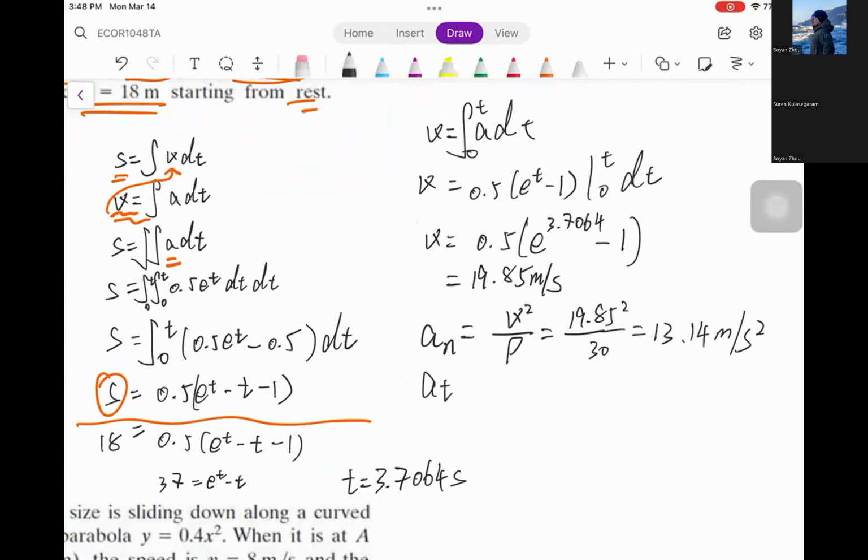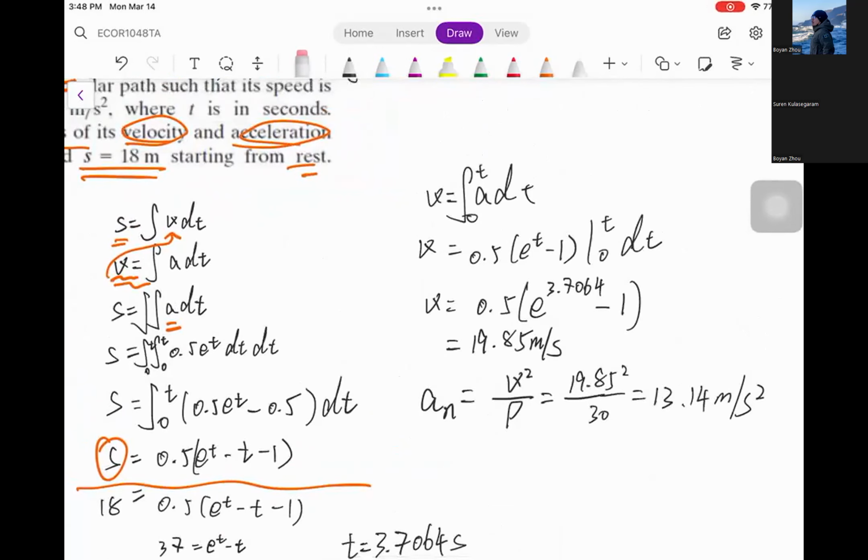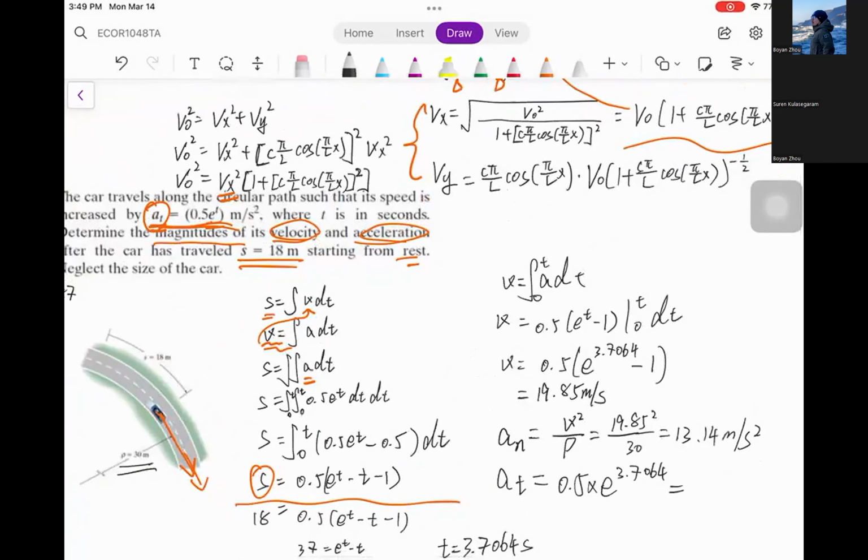And for the tangential acceleration, we don't need to do the integration again. It's already given here. So the tangential acceleration is equal to 0.5 times e to the power of t, and t is 3.7064 seconds. Just solving this one with a calculator, that is 20.35 meters per second squared.